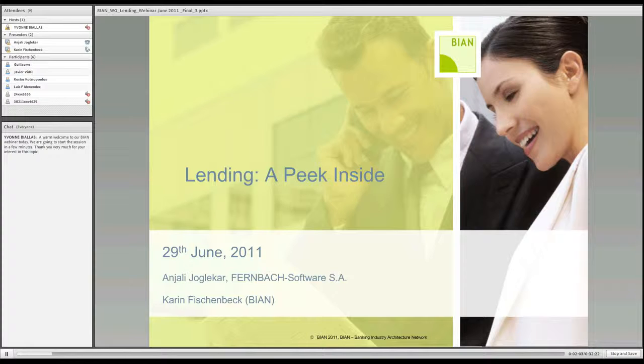And how this is being done and what has been achieved so far will be presented to us by Anjali. Anjali Joglekar is part of the product group at Buyin member FERNBACH. She's a product manager specializing in risk compliance, specifically in the topic of lending. And Anjali will show us how standardization paves the way for easier reuse of functions.